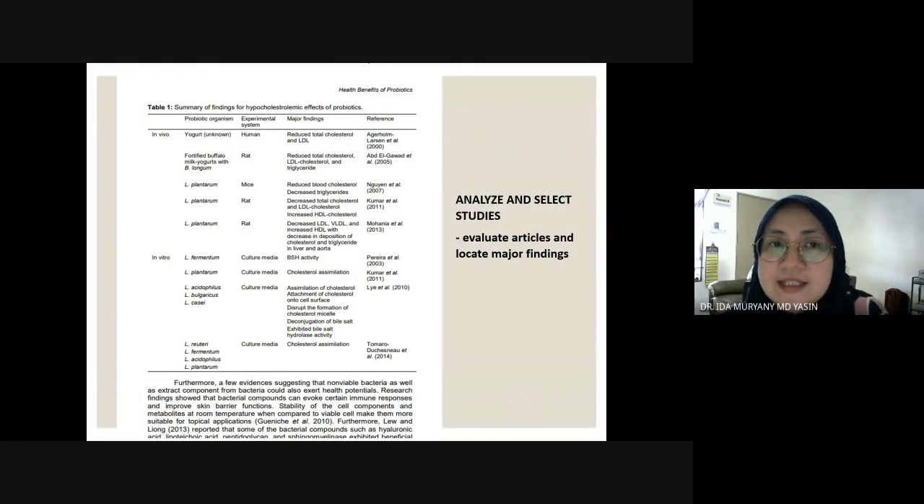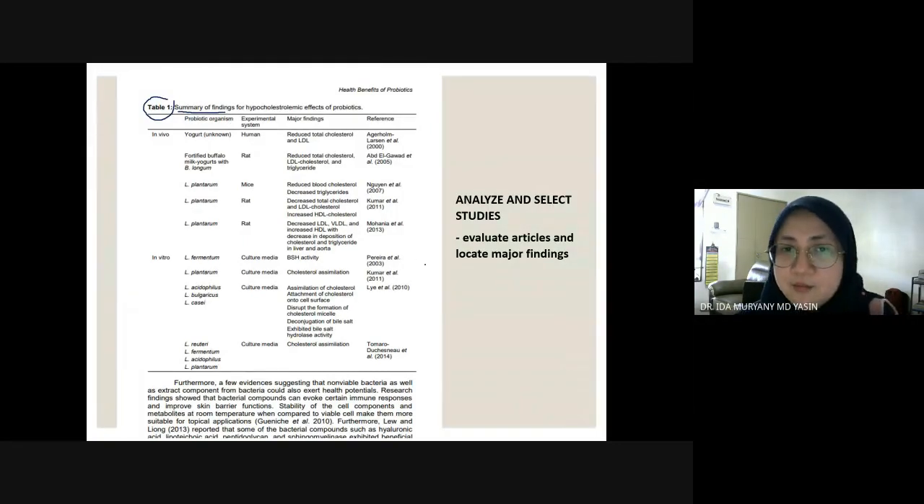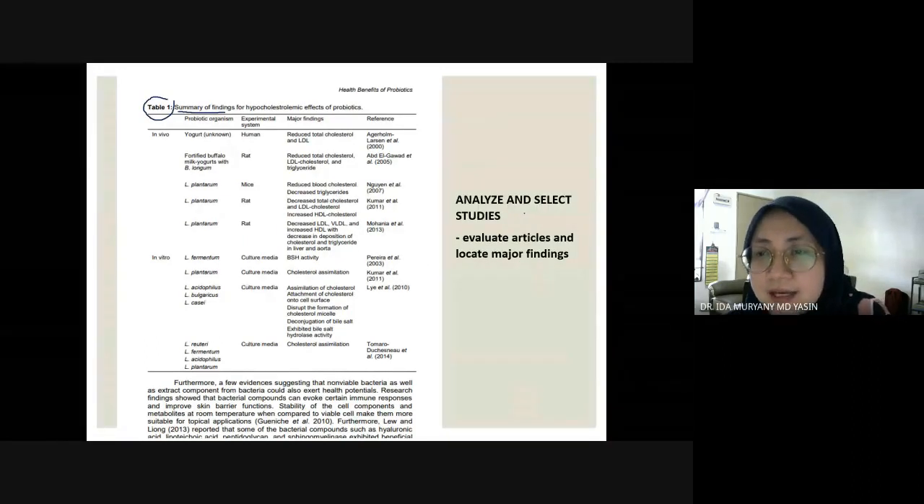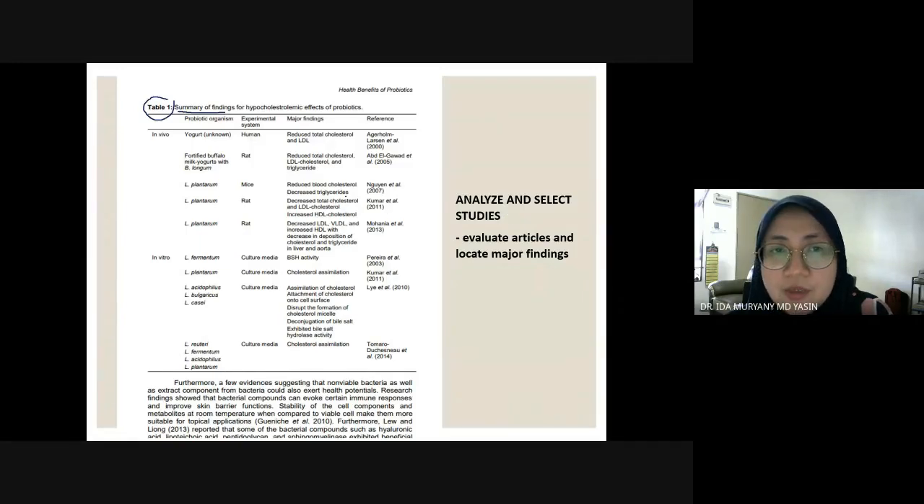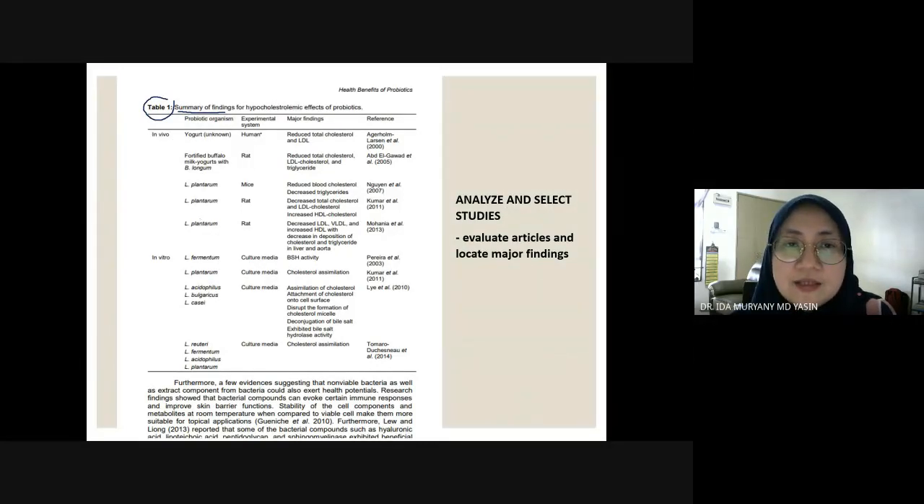Okay, ni yang Farahin tanya tadi, table 1. Kalau review report, biasanya kita akan ada table, ada graph sebab nak buat summary of findings. Kita banyak baca paper, so kita kena summarize which study yang very important. Dia analyse dan select studies, then come out dengan table. Contoh in vivo study dia involve probiotik apa, experimental system guna apa, major finding each study apa, dan reference dia kat sini.